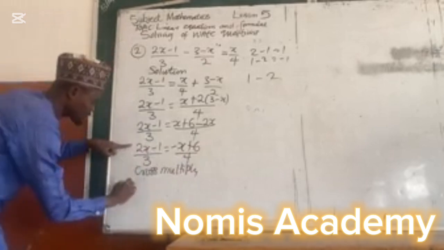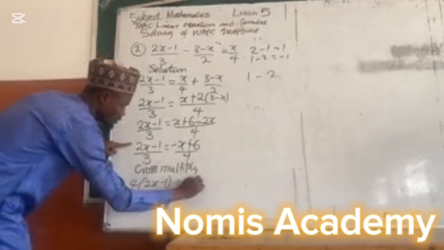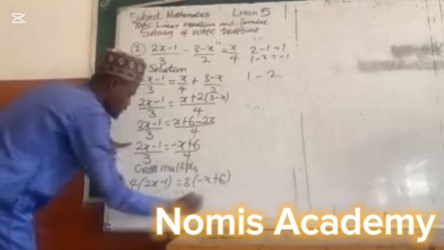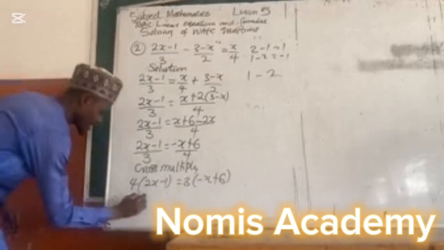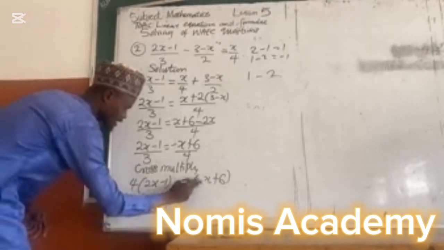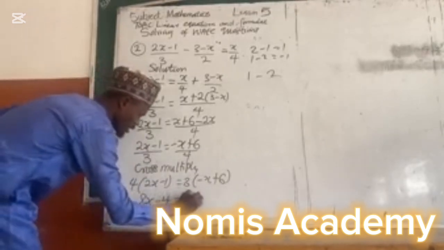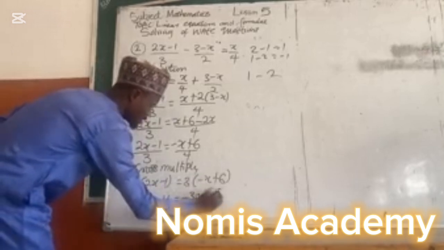4 multiplied by, we have 4, open bracket 2x minus 1, is equal to 3, open bracket minus x plus 6. So the next step is to open the bracket. 4 times 2, we have 8x, minus 4 times 1, we have 4. So 3 times minus, we have minus 3x, plus 3 times 6, we have 18.